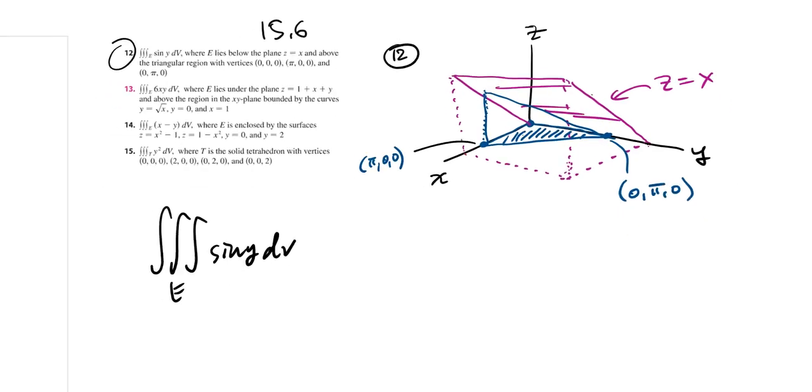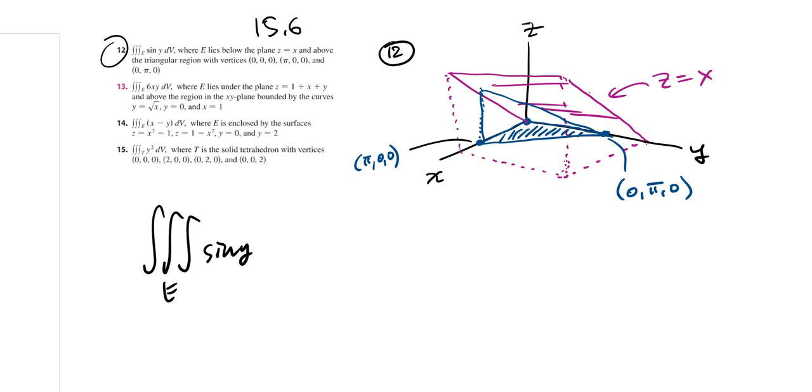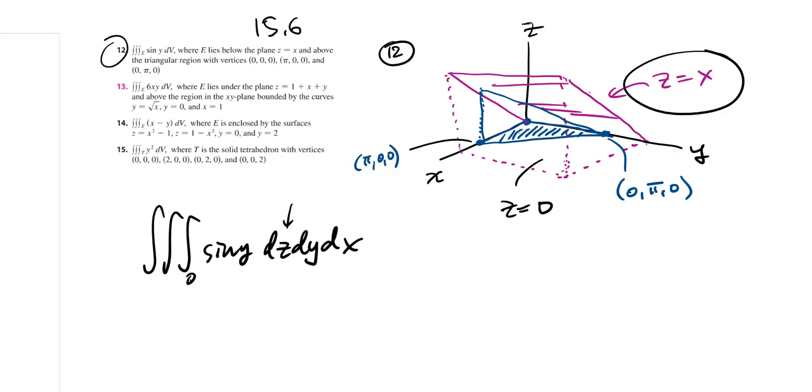So what I will do is I will use dz, dy, and then dx. So we look at what's going on in the z direction. In the z direction, it looks like we're starting at z equals 0. And the highest point it gets is z equals x. So that'll go to x. Now it doesn't make more sense to do dx dy.